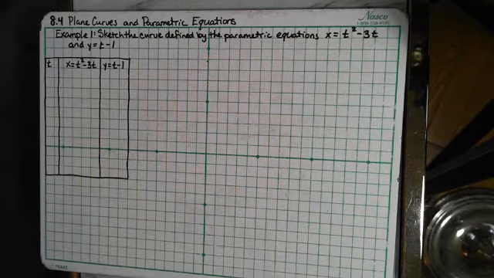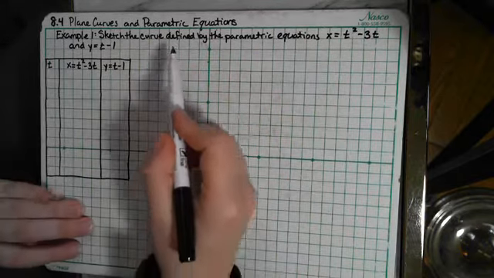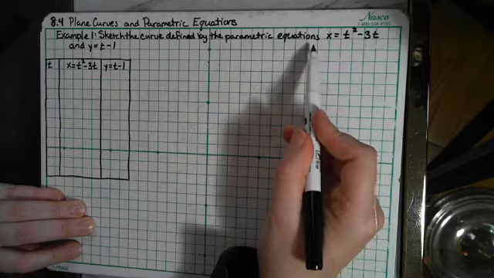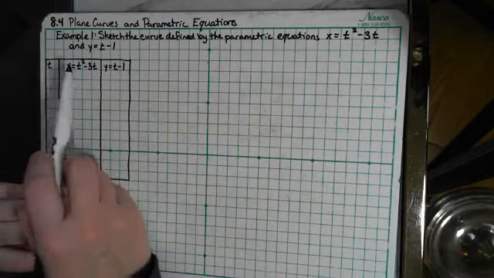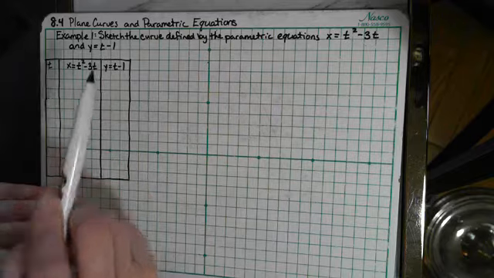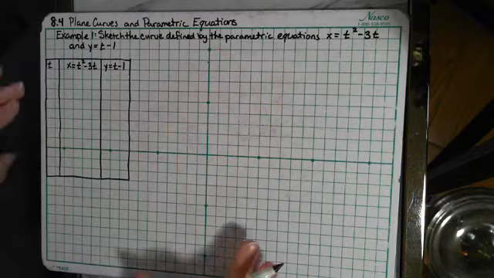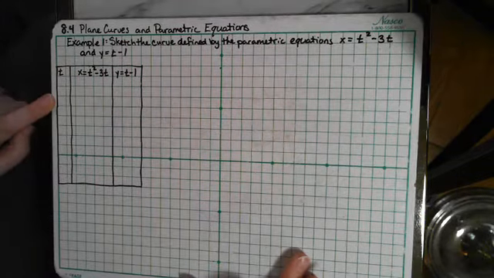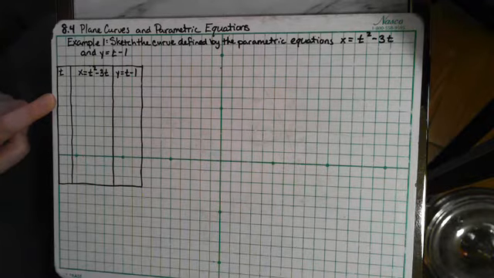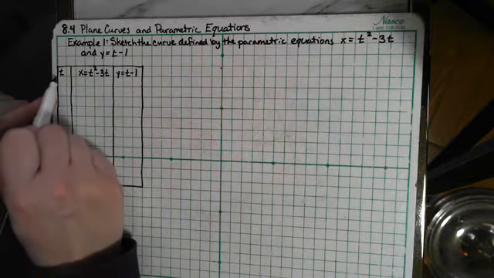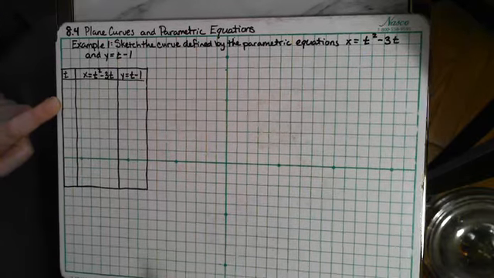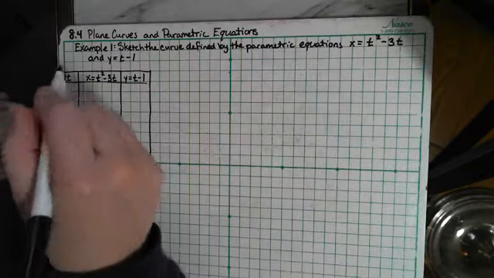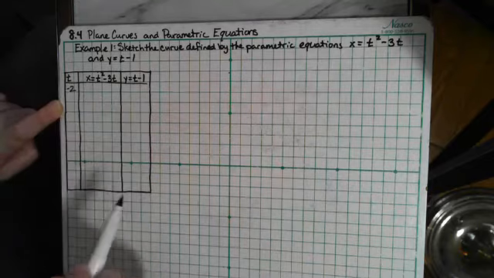So in example 1, they want us to sketch the curve defined by the parametric equations x equals t squared minus 3t, and y equals t minus 1. Okay, so you'll see I set up this lovely table right here. And all I'm going to do is pick values for t, put them in, and get values for x and y.